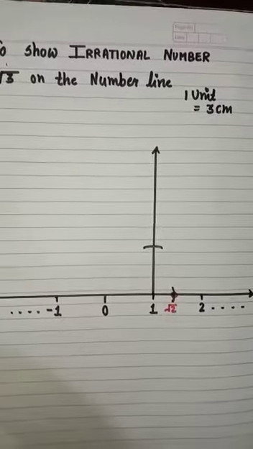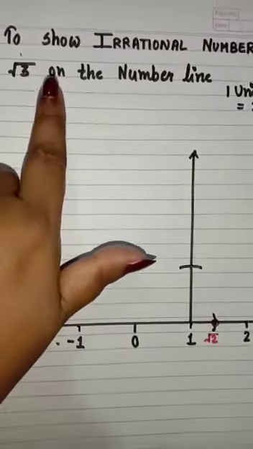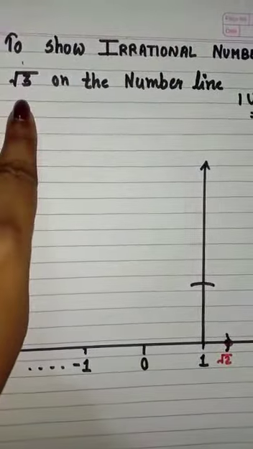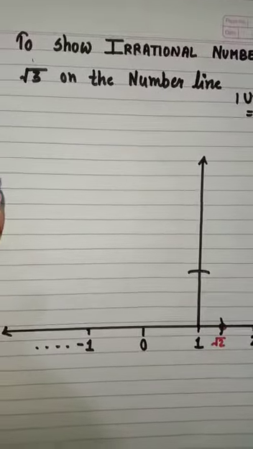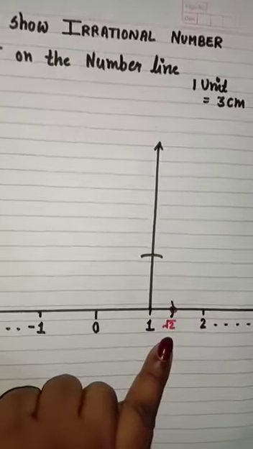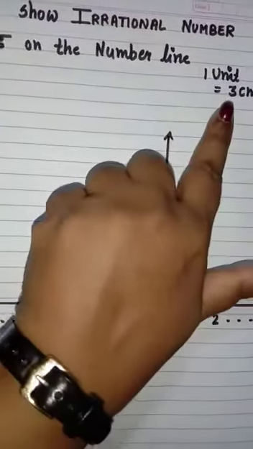Hello everyone. Today we are going to learn how to represent the irrational number root 3 on the number line. In my last video I explained how to represent root 2 on the number line. The scale we are going to take is the same.